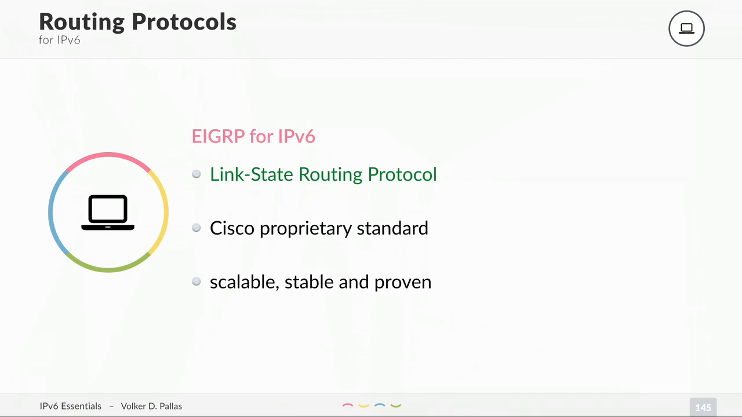The third option is EIGRP for IPv6. This is also a link state routing protocol. It's similar to OSPF, but it's a Cisco proprietary standard, so you cannot use it on your HP device or on your other switch or other router. It's only Cisco.